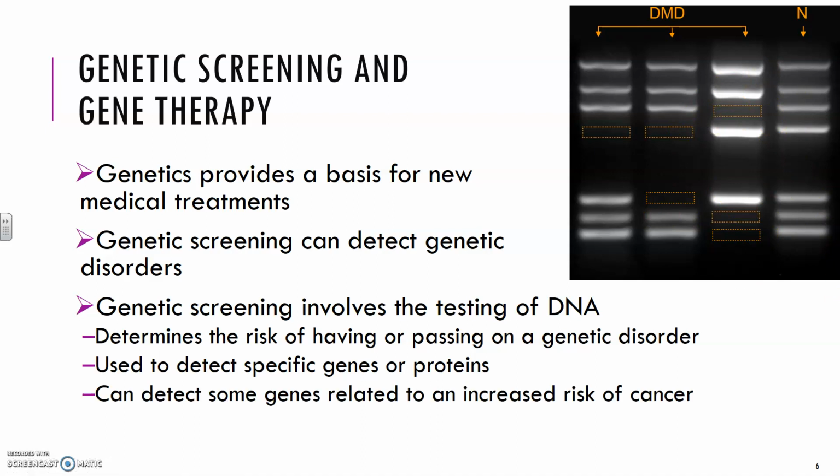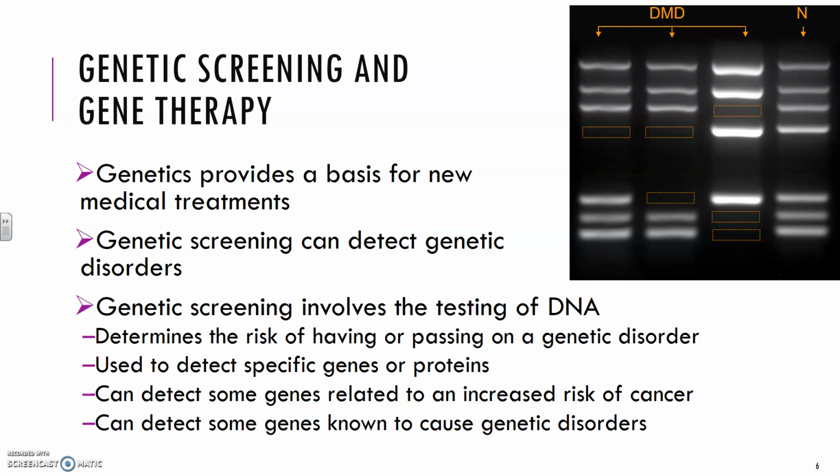So it can also detect some genes that are related to an increased risk of cancer. Not all cancers have a genetic component, but some of them do. And if you have a family that has a lot of instances of a particular disease that's not always genetically linked, it's pretty safe to say at that point that there is a genetic component to it. You can also detect genes known to cause genetic disorders, like the gene for cystic fibrosis.